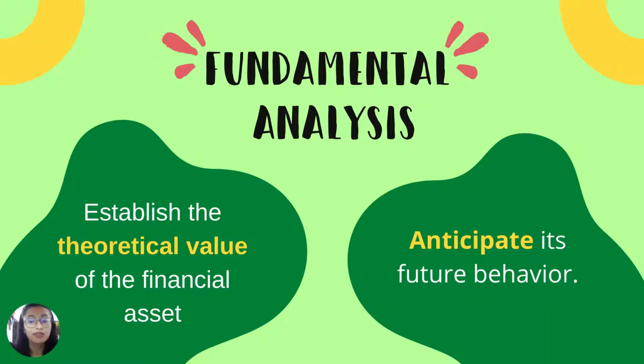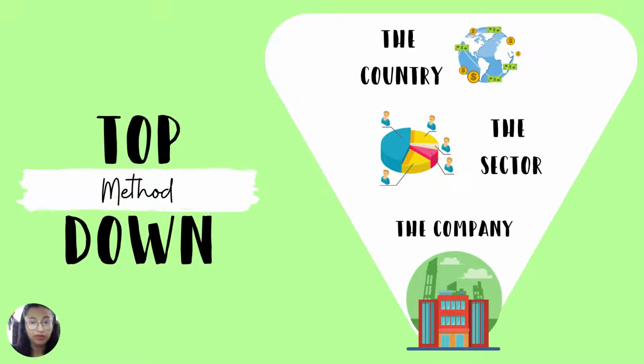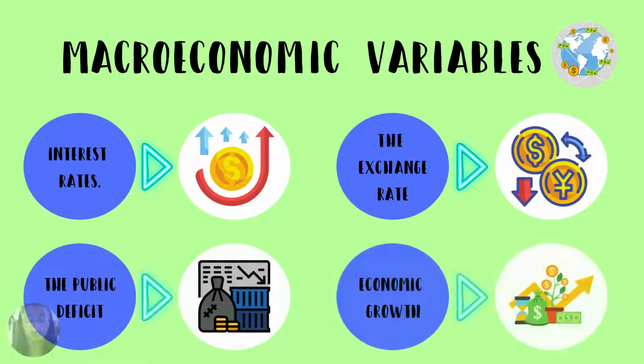This analysis has two methods. The first one is the top-down, used for macroeconomic analysis. This analysis starts with the country, then the sector, and finally the company. Macroeconomic variables that affect its evolution are analyzed. First, interest rates and inflation, for example, demand inflation, rising raw materials and labor costs, and monetary inflation.